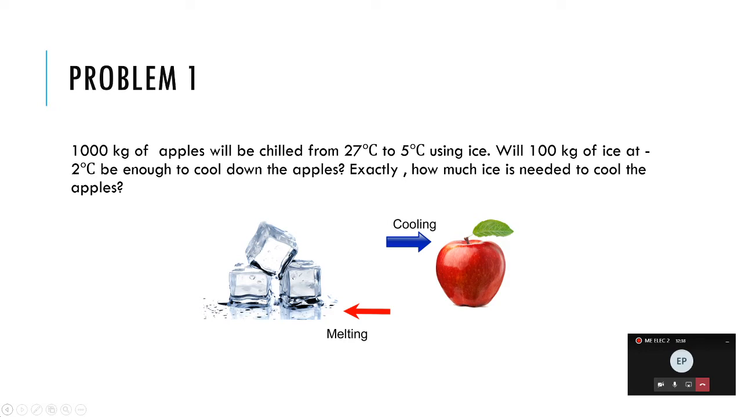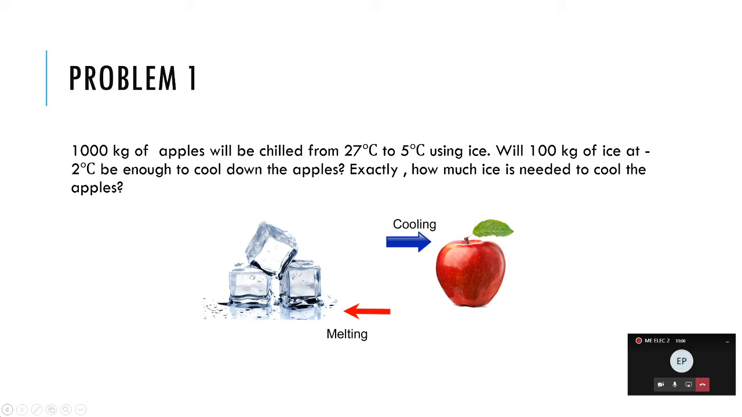So the problem states: 1,000 kilogram of apples will be chilled from 27 degrees centigrade to 5 degrees using ice. Will 100 kilogram of ice at negative 2 degrees centigrade be enough to cool down the apples? Exactly how much ice is needed to cool the apples?